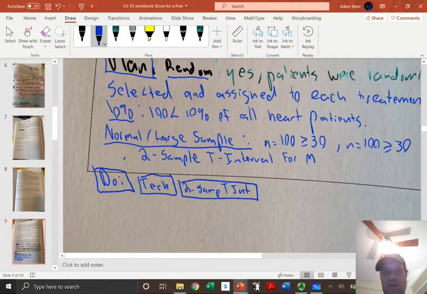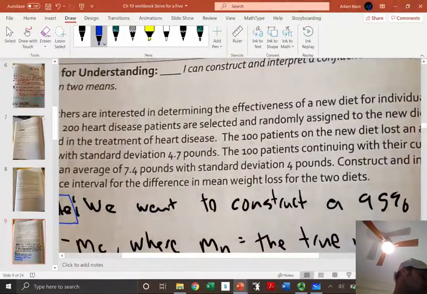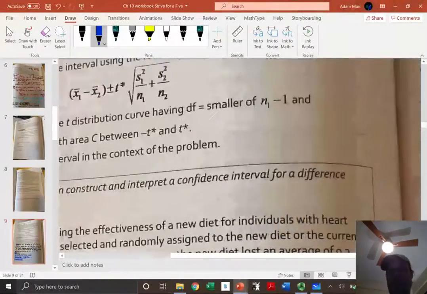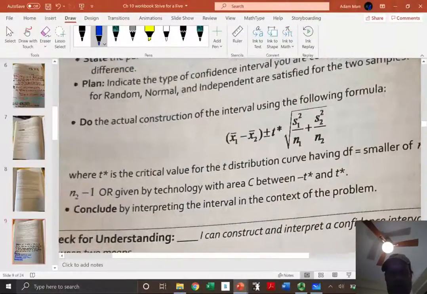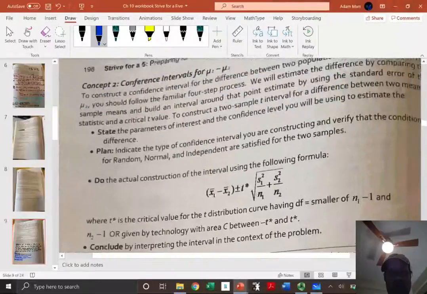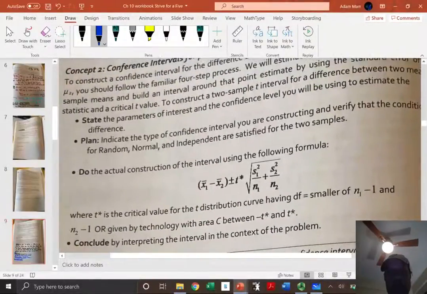All right, so let's take a look right here at this particular problem. This is page 197. Page 197 in your workbooks. It shows right here basically what you're doing. We're doing the state, plan, do, conclude right here. Let's just read this real quick.